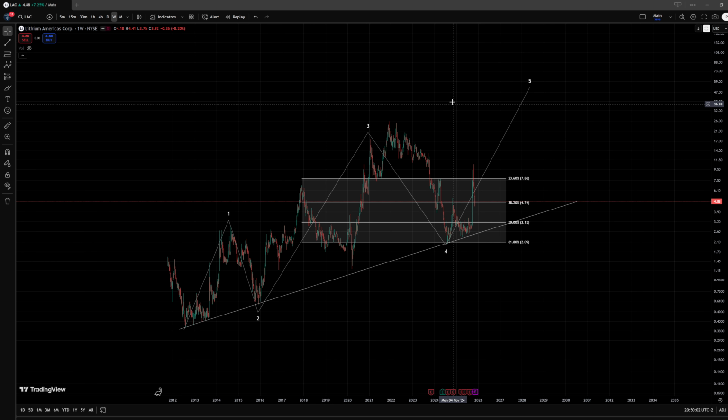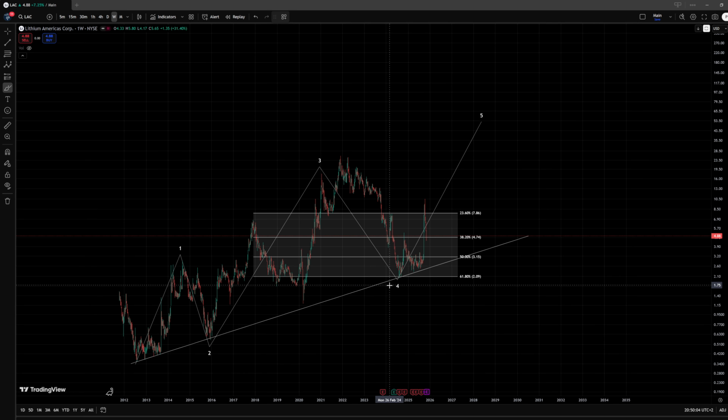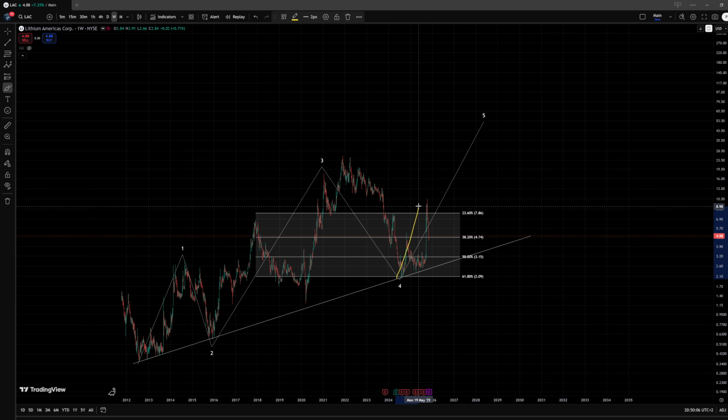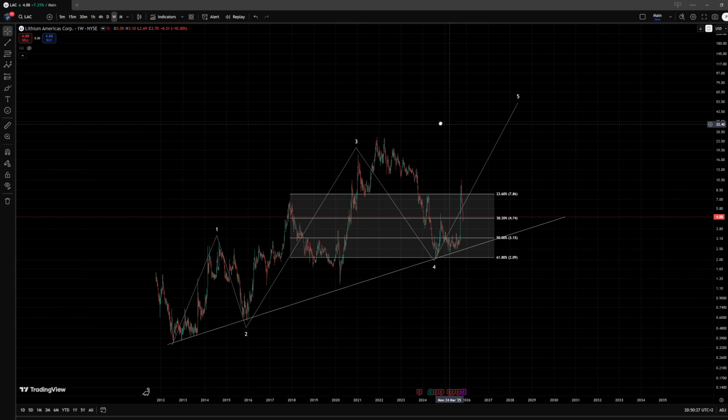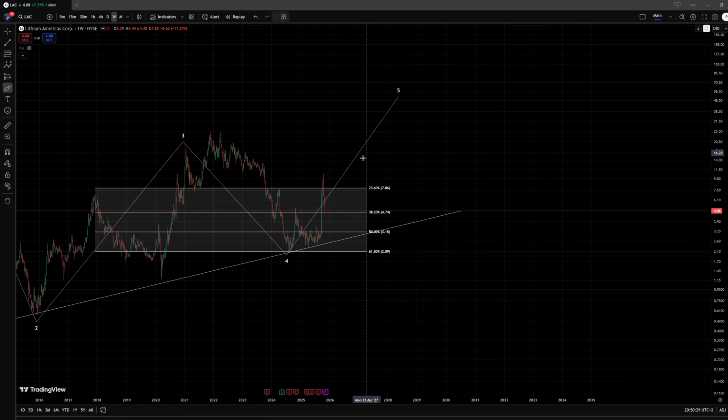Now, keep in mind, we are tracking a diagonal pattern to the upside, a leading diagonal, and this fifth wave to the upside is expected to form an ABC structure. So don't necessarily expect a very pretty and clear pattern developing in this area anyway, because it is not too likely to actually happen.